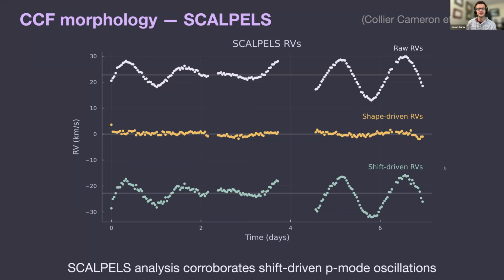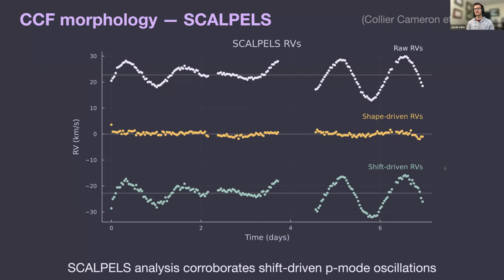And so this will be interesting if trying to develop techniques that can perhaps push beyond the 10 centimeter per second level for p-modes. We won't be able to rely on things like shape versus shift-driven if this result holds for more sun-like stars as well.